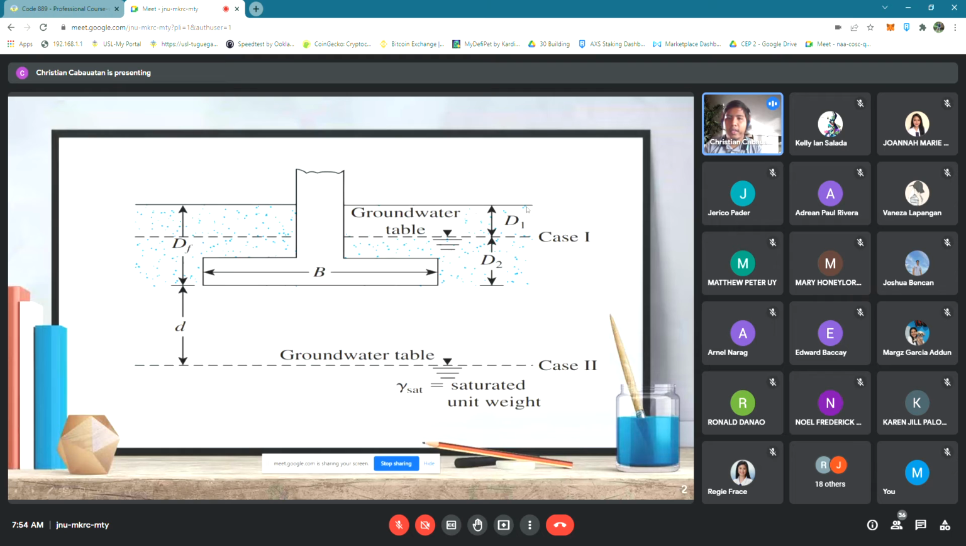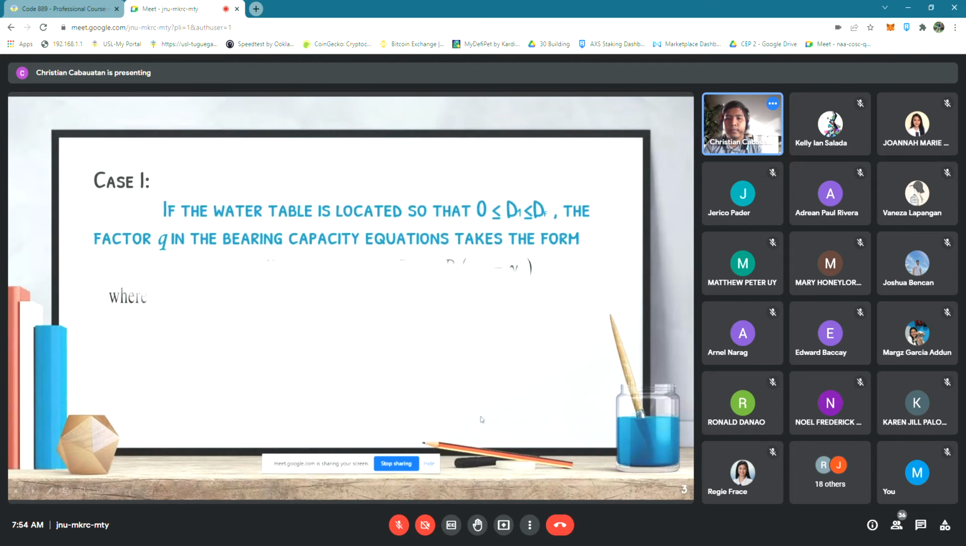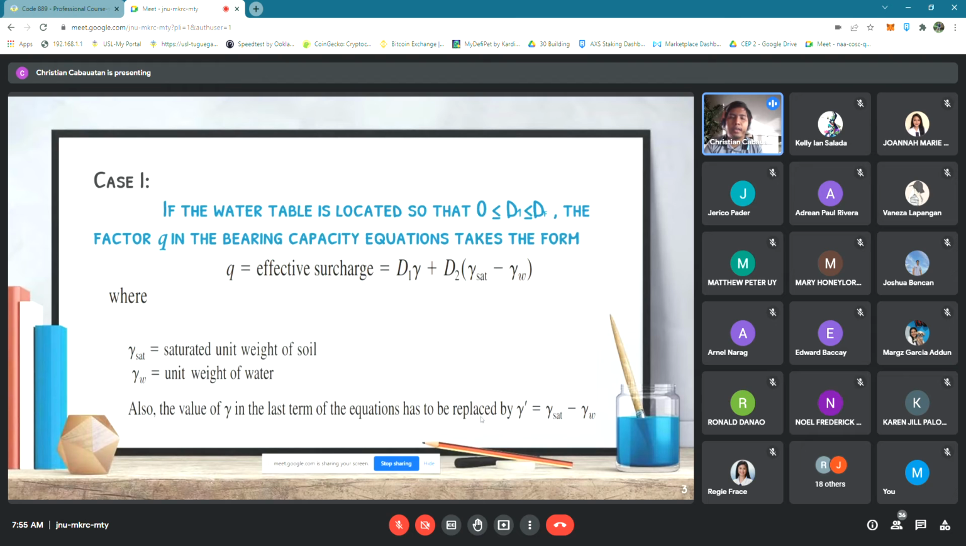Here, D1 is greater than zero, so it is below the natural grade line, and it is smaller than the depth of the footing, so the footing depth is deeper. Here gamma sat is the saturated unit weight of the soil, and gamma w is the unit weight of the water.